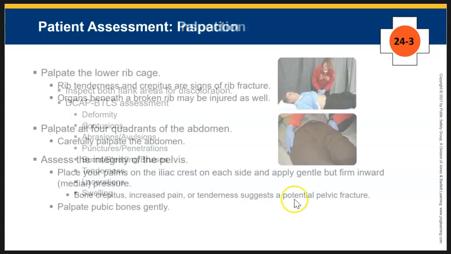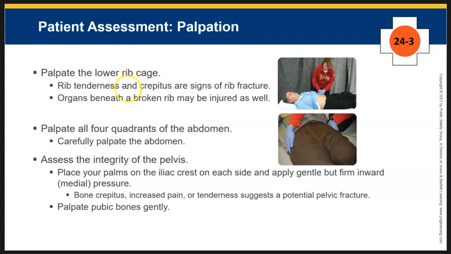When it comes to palpation, we palpate the lower rib cage, remembering the liver and the spleen are somewhat encased there as well. Palpate all four quadrants of the abdomen, and then assess the integrity of the pelvis, moving lower by placing your palms right on the iliac crest and applying inward pressure. If we find bone crepitus or pain, we may have the possibility of a pelvic fracture. Palpate the pubic bones gently. Maintain patient dignity during this.